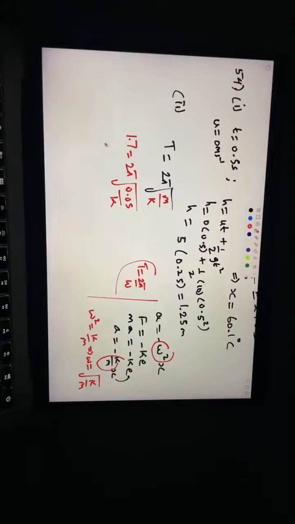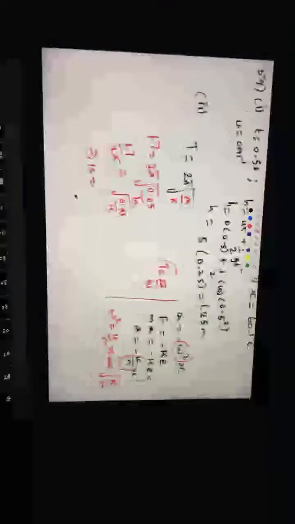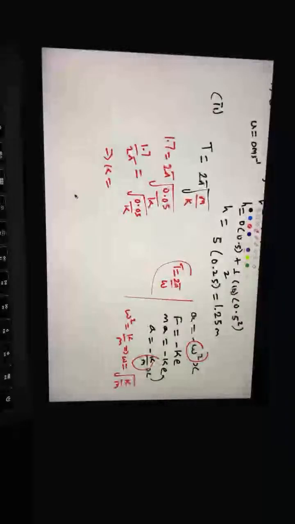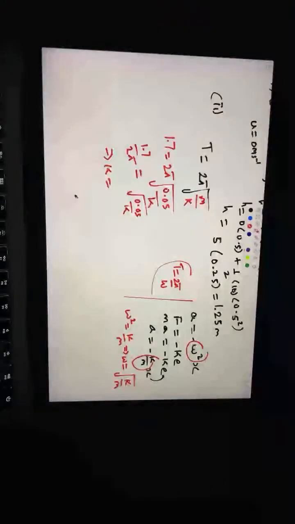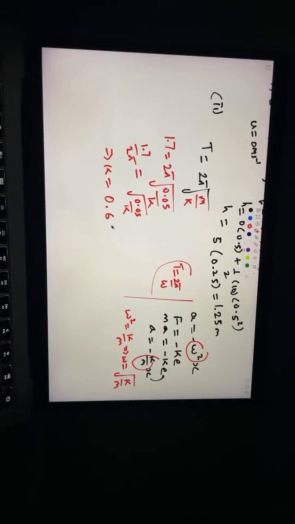When you solve this, you have 1.7 over 2 pi equals the square root of 0.05 over K. Then you square both sides. So you have 1.7 divided by 2 pi, then you square the answer. After squaring it, you have 0.05 divided by the final answer. So the spring constant here is 0.683 newtons per meter.